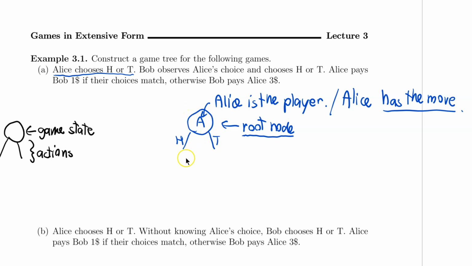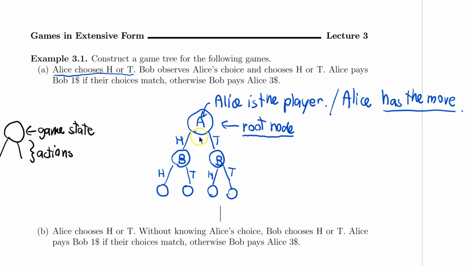Then, once Alice chooses head or tail, Bob is going to play. If Alice chooses head, then Bob is going to play, and if Alice chooses tail, then Bob is going to play. And Bob's options are the same in both cases. Once Bob comes into play, Bob can choose either head or tail. And then that's the end of the game.